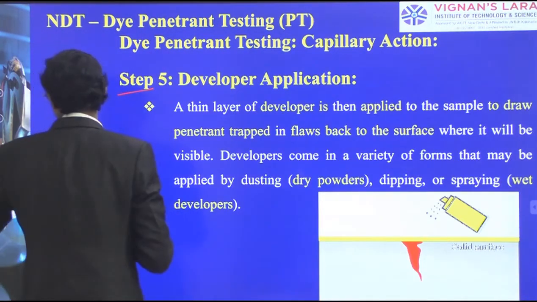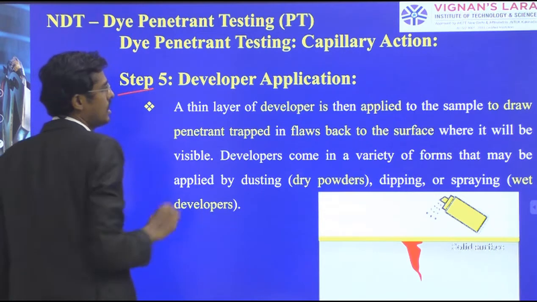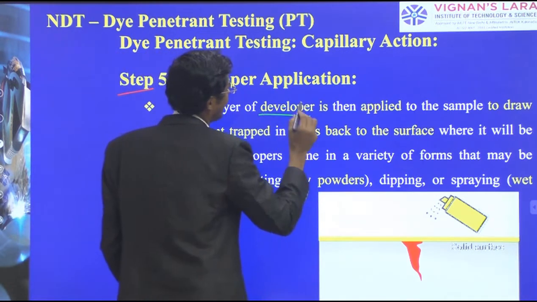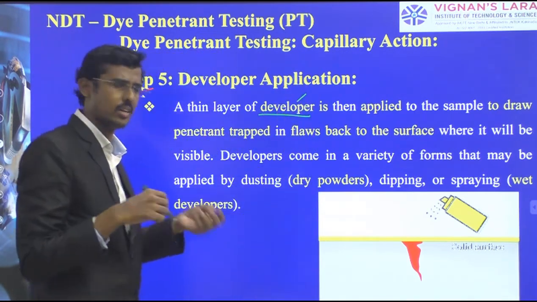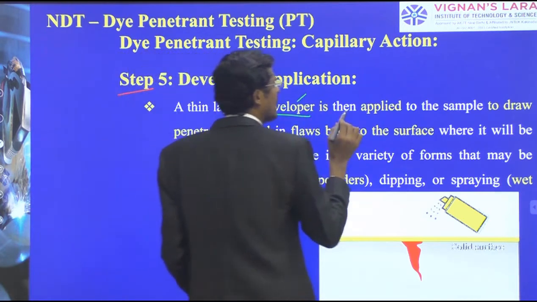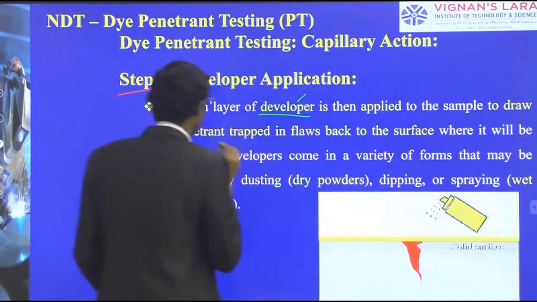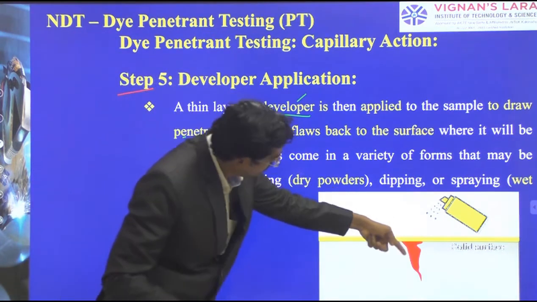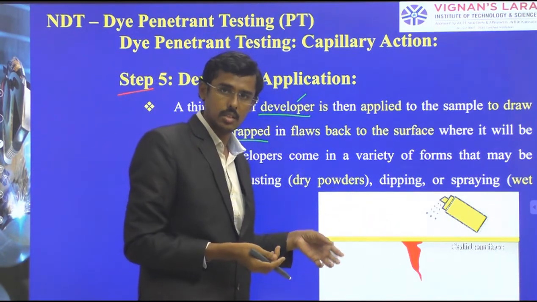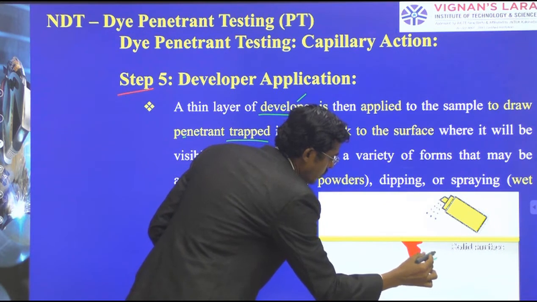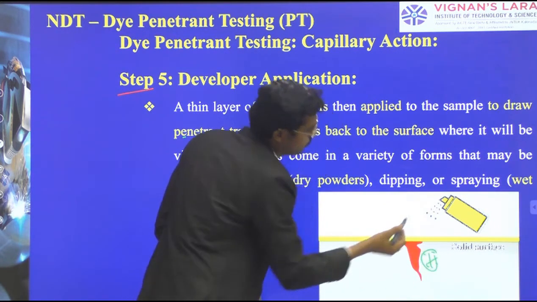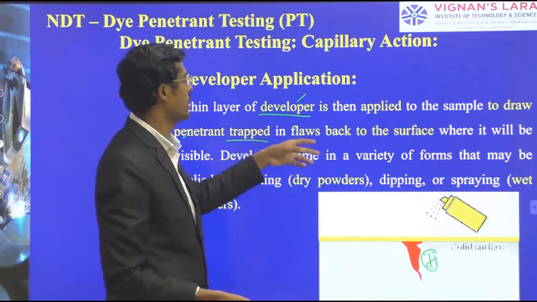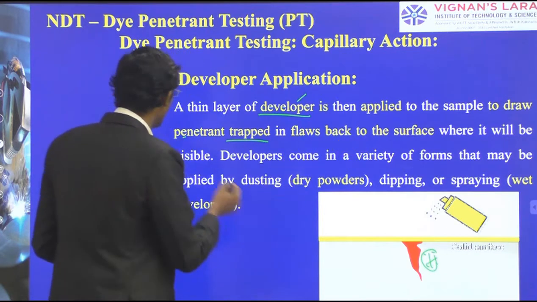So we want to apply developer. Step 5: a thin layer of developer, somewhat like a white powder, sprayed or brushed. The developer is applied to the sample to draw out penetrant trapped in the flaw. So penetrant is trapped here inside. That is the need I told you, this is important. This is wanted to be drawn out, so that the flaw shows back on the surface where it will be visible.